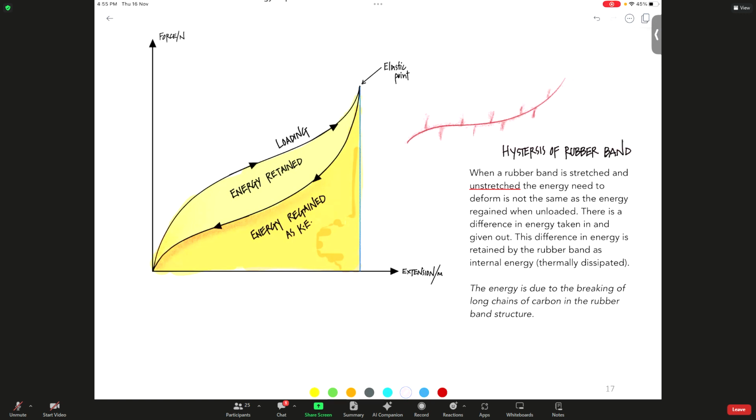Is the energy retained just the small yellow area? Yes. It's retained as what? Internal energy, it gets warm. Okay. Yes, it's the kinetic energy of the molecules, but that kinetic energy of molecules acts as what for us overall? It feels warmer. Okay, so it's retained as internal energy.